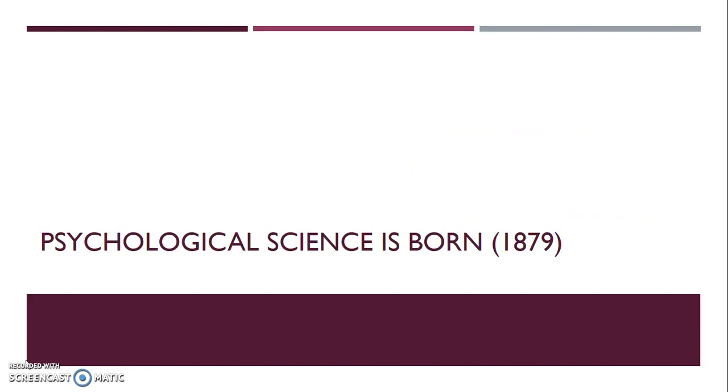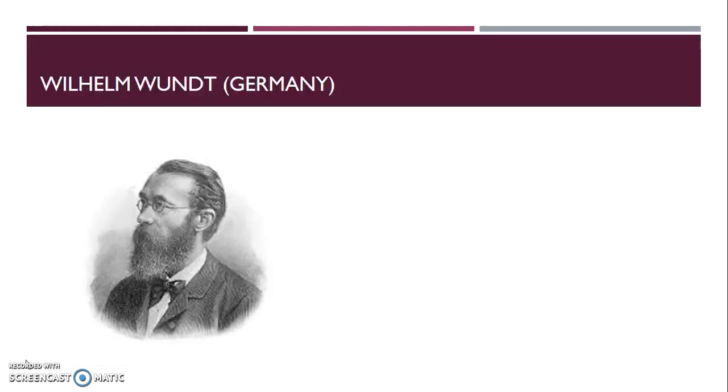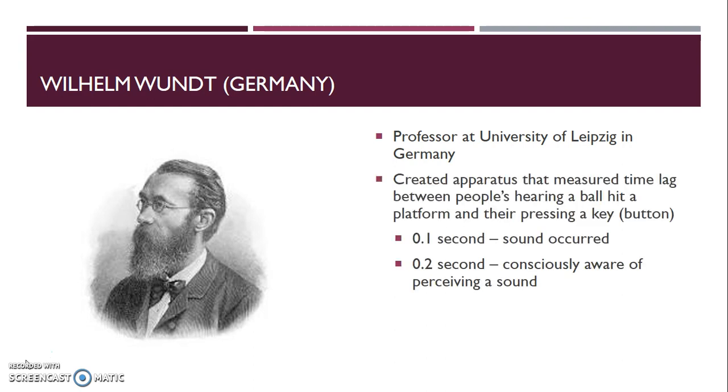So it really wasn't until 1879 when psychology or psychological science was actually born. You had all of these people before that time talking about the mind and the body and things like that, but we didn't really get psychology itself until 1879. And that really started with Wilhelm Wundt in Germany. He was a professor at the University of Leipzig in Germany.